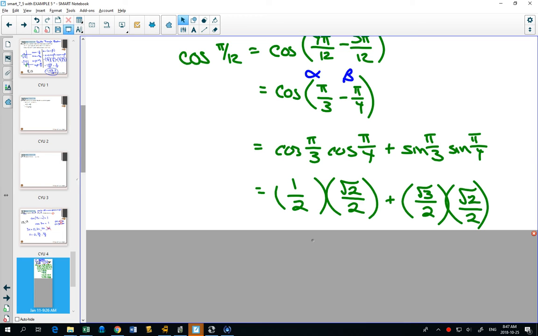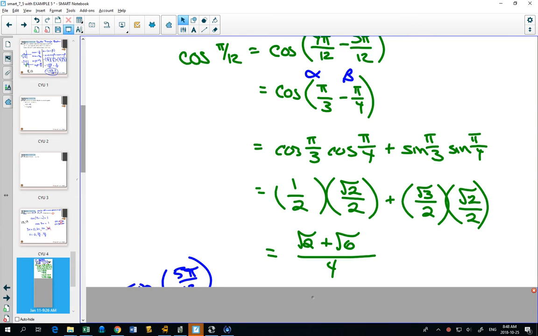And we have to write our final answer as a single fraction. Right now we have 4 fractions. If you multiplied them, you would get down to 2 fractions. And then if you added them, can you see that they will have a common denominator of 4 already? And so we can add them, root 2 plus root 6 on the top, all over 4.